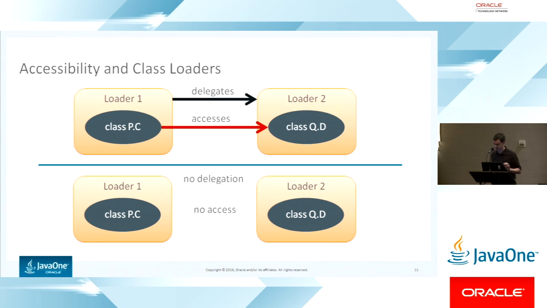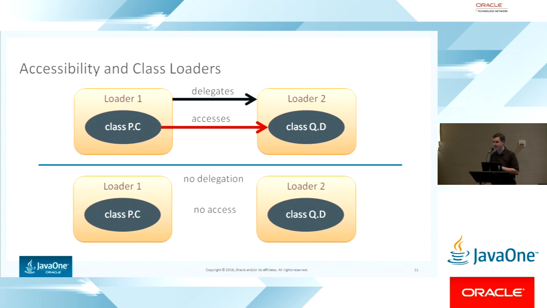In the top picture, class p.c is trying to access class q.d. The loader for p.c knows to delegate, bear with me, it knows to delegate to another loader for any class in package q, such as q.d. Only when that other loader has found and loaded q.d can the VM check its flags to determine if it's public enough for p.c to access it. Now in the bottom picture, the loader for p.c has no idea where to find package q, so no access to q.d is possible from p.c.